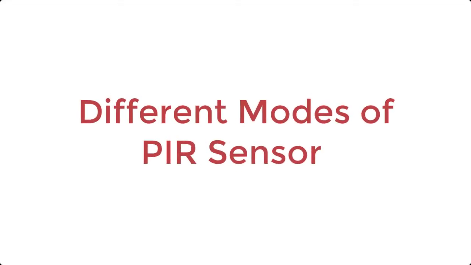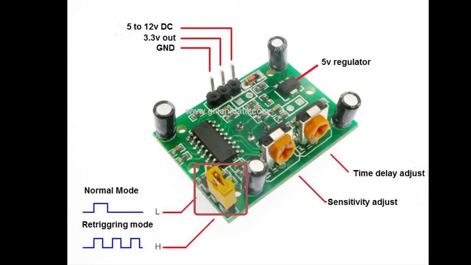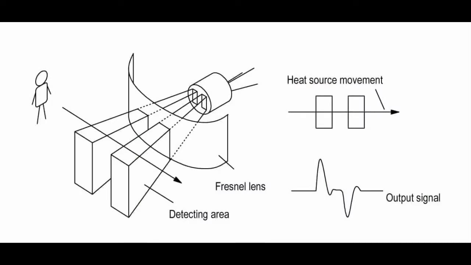There are 2 modes in the PIR sensor. We can select the different modes by shifting the jumper. The first mode is normal mode. When the passive infrared sensor detects motion, it sets the output to high for a certain predefined time set by the potentiometer. This mode is independent of the movements during the output high time.